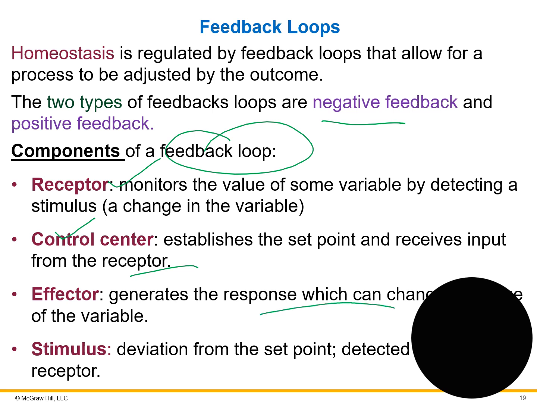Then the next one is a stimulus. Stimulus is a deviation from the set point that triggers the process. So any stimulus, your system can detect it. If it changes the pH, if acidity is increasing, or the temperature is going up, all these things can be detected by the system and brought back to that normal set point.